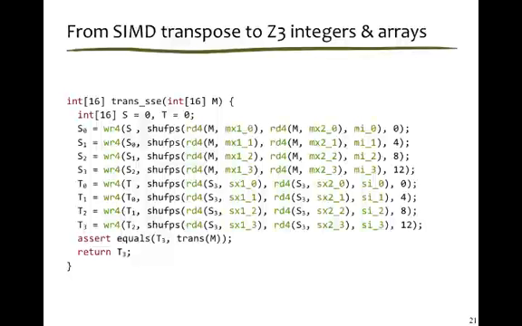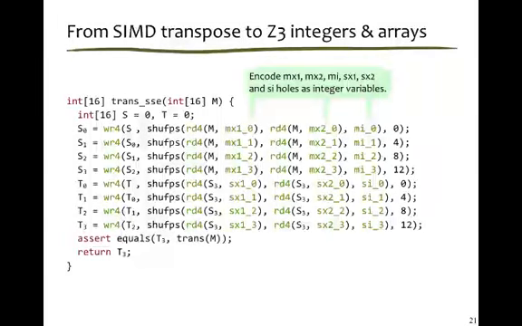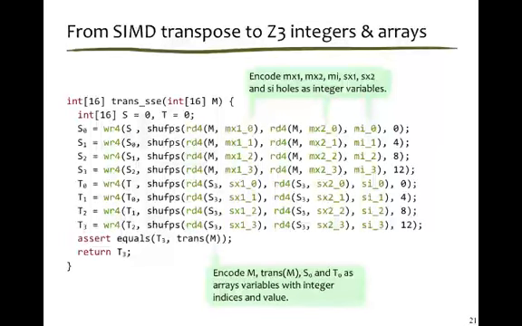Well, these things are indices, right? And these things are arrays. So we're going to represent the indices as integer variables, and we're going to represent the arrays as array variables. What a surprise, okay? So what does this look like?